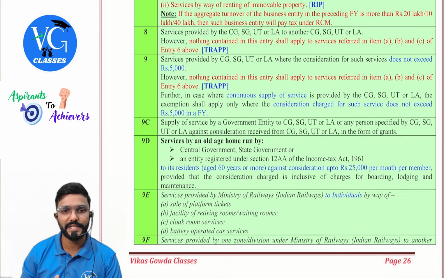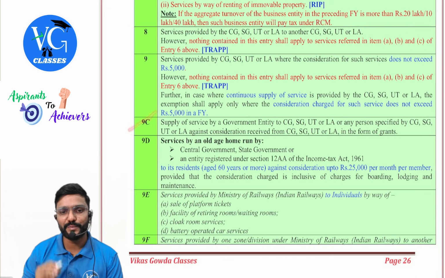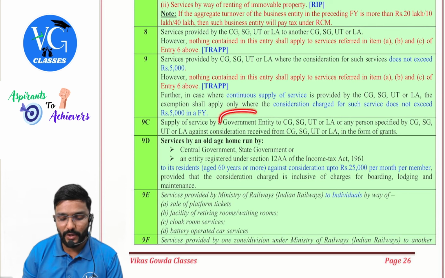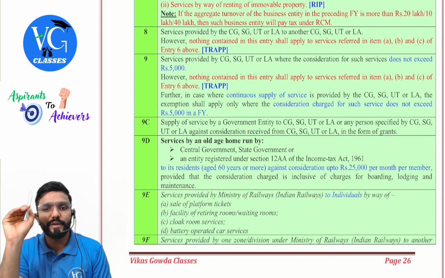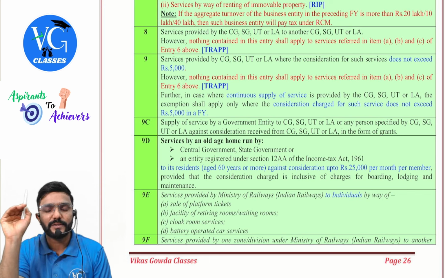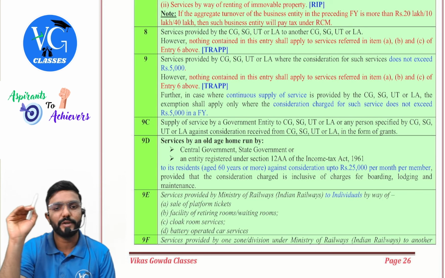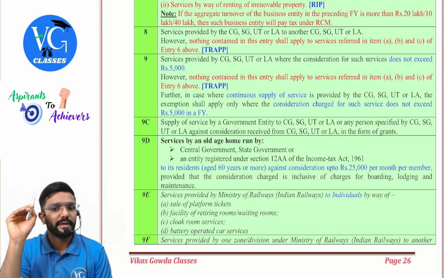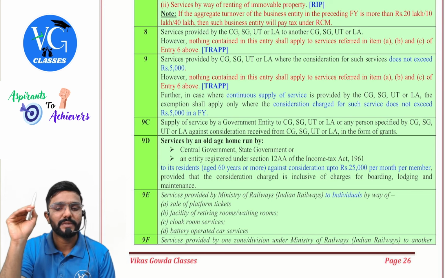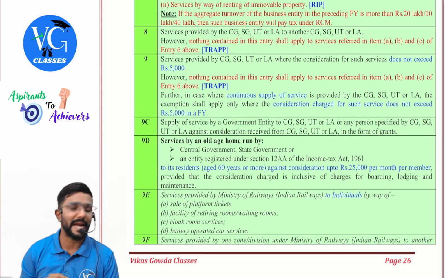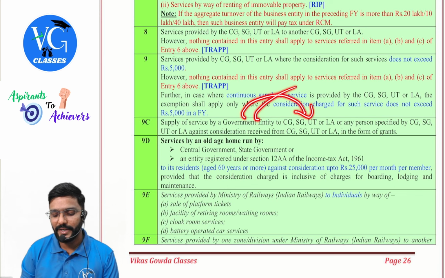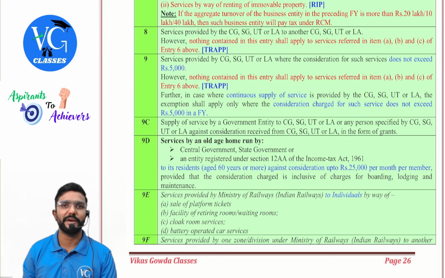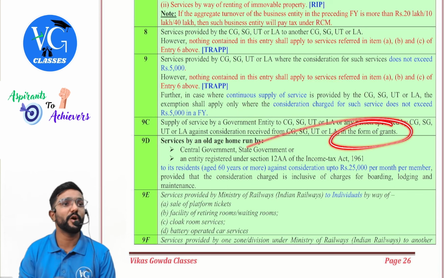Next, 9C. Supply of service by a government entity. We already saw what a government entity is. Central government, state government, union territory or local authority or any person specified by central government, state government, union territory or local authority, against consideration received from central government, state government, union territory, local authority in the form of grants. So a government entity is giving services to government or any person specified by government. In return, what are they getting from government? Grant.